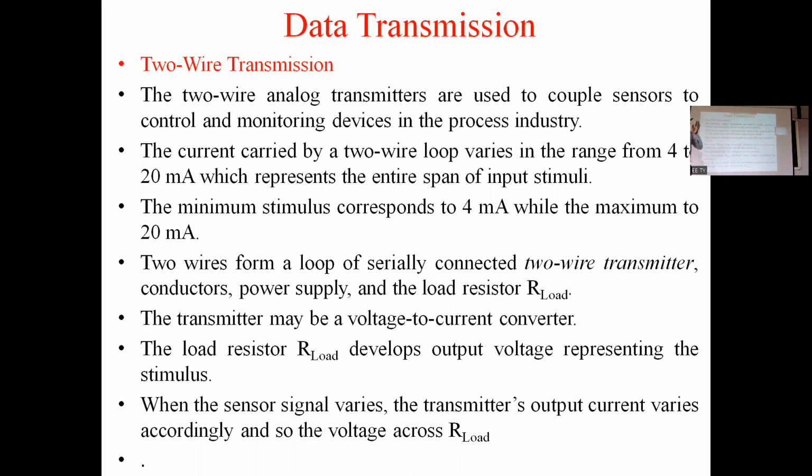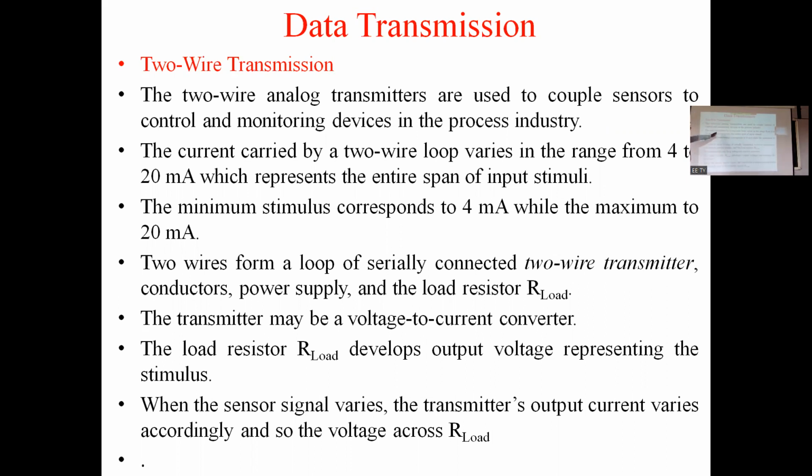Okay, so what will the range be? The output obtained from the sensor will vary from 4 to 20 milliampere. That means the sensor sends a span of 4 to 20 milliampere. Right, so once it senses that span, its output will be 4 to 20 milliampere. So the minimum stimulus corresponds to 4 milliampere while the maximum corresponds to 20 milliampere.